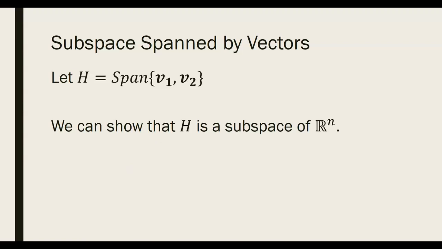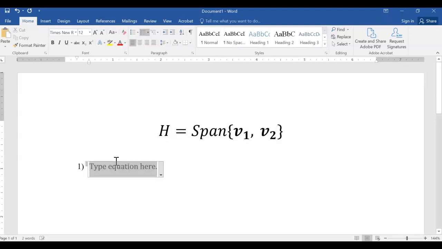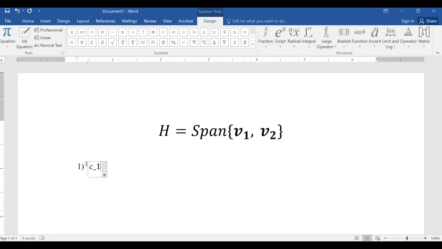So let's go to the Word document, and we are going to try to show that this H is a subspace. Okay, so first off, property 1, we need to show that the 0 vector is in the span. Well, remember what the span is. It's the set of all things that are linear combinations of vector 1 and vector 2.